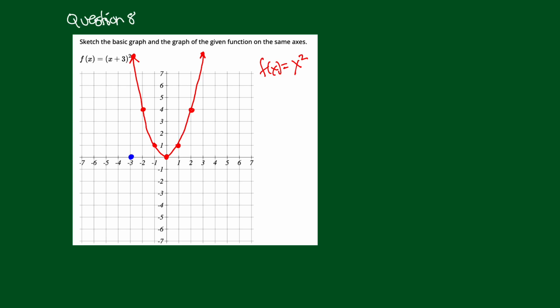Over 1, up 1. Over 2, so go to the left 2, up 4. To the right 2, up 4. And then this puts us off the graph again, right? So over 3, up 9, so now we're way up here, and over 3, up 9. All right, now just do the best you can to sketch that in. That looks pretty good.